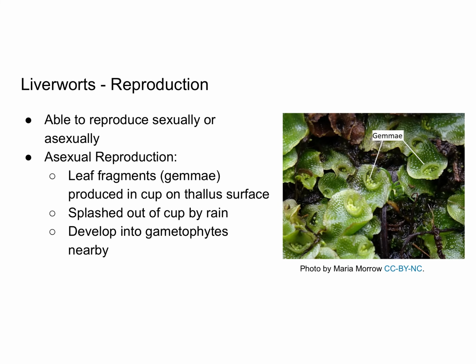Liverworts are able to reproduce either sexually or asexually. Sexually would be following that alternation of generations like we've discussed before. But if we take a closer look at asexual reproduction in liverworts, they have these special leaf fragments called gemmae that are produced in a cup on the surface of the thallus. So if we look at this picture here, this leaf-like structure here is the thallus. And then the gemmae are these cup-like structures here.